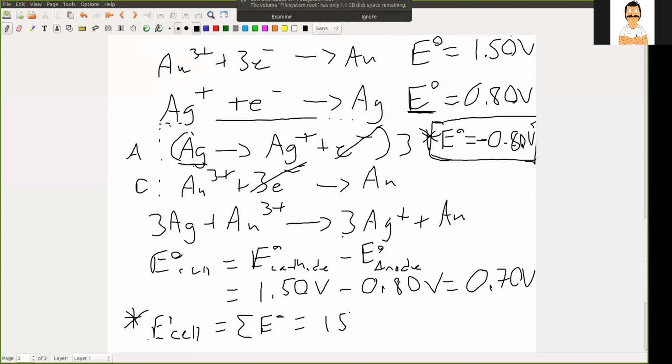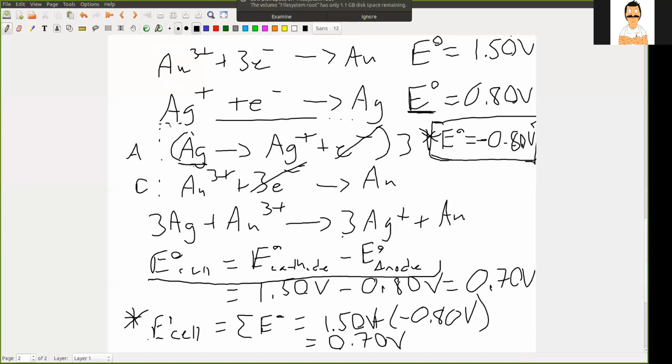So it would be 1.50 plus negative 0.80 volts, which again gets us 0.70 volts. So regardless of which way you do it, it's going to get you the same result. It's just whichever one you're more comfortable with. This one is the standard that'll be used in future chemistry textbooks if you're interested in continuing with chemistry. But if you find this one to be simpler, then you're welcome to use this one at this stage.